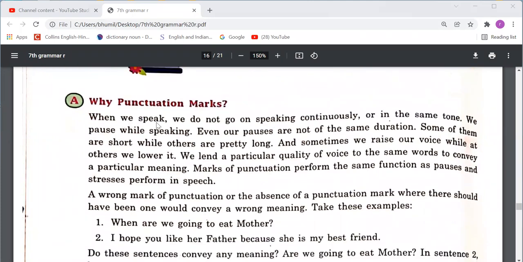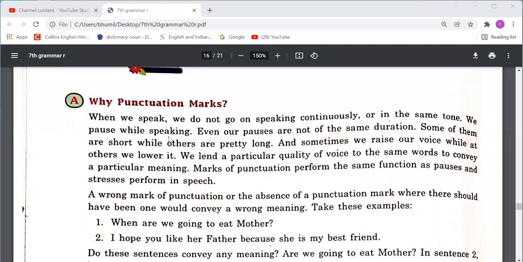When we speak, we do not go on speaking continuously or in the same tone. We pause while speaking. Even our pauses are not of the same duration. Some are short, while others are pretty long. And sometimes we raise our voice while at others we lower it. We lend a particular quality of voice to the same words to convey a particular meaning. Marks of punctuation perform the same function as pauses and stresses perform in speech.